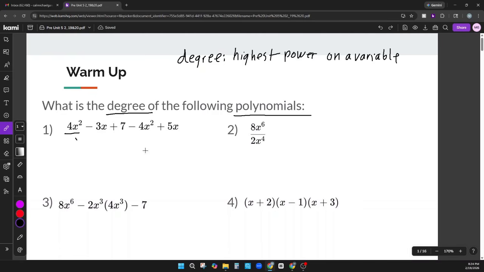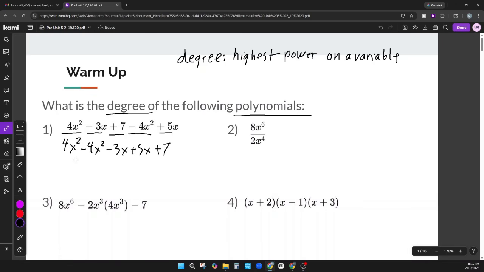So looking at number one, your initial thought might be, oh, our highest power is 2, this is going to be a degree 2 expression. But unfortunately, that's not the case. Because as we look at this problem, we notice that we have some like terms, namely 4x squared can be paired with negative 4x squared. Negative 3x and 5x are like terms. And of course, we have our 7 right here.